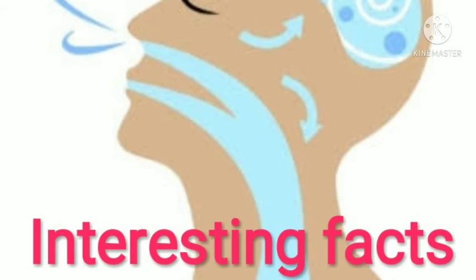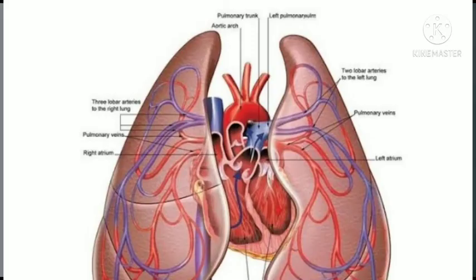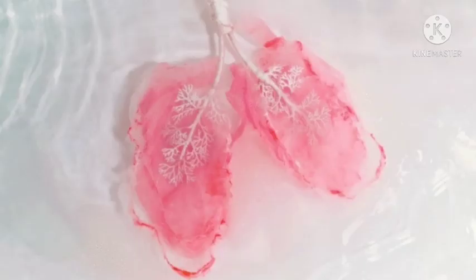Interesting facts on respiration. The left lung tends to be smaller than the right lung in people to accommodate the heart, which is located on the left side of the body. Lungs can float on water. They are the only body organs that can float, largely related to the air that is contained within the alveoli.